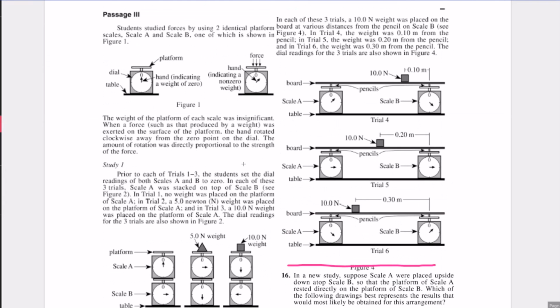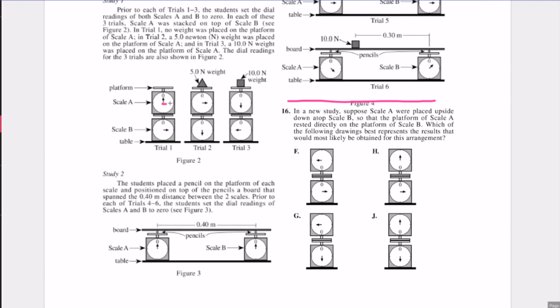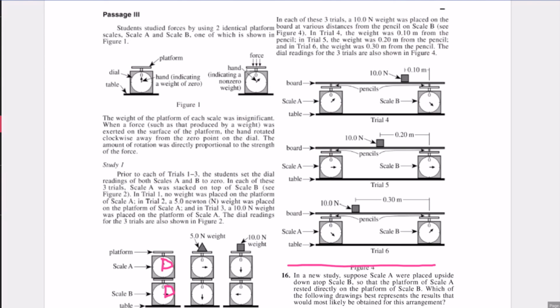And if we remember from right here, 5 newtons is 1/4, right? So if we have a scale on top, all we need to move is 1/4. So that rules out G and J. Now we need to look at the scale on top. The way that the scale actually works, let's look up at this drawing, is that the spring being compressed is the only thing that matters in terms of how it measures weight. So if it's upside down, it's still going to feel the weight of the scale itself. So the spring is being compressed by one scale, if that makes sense.